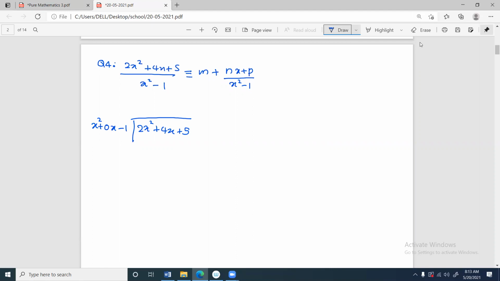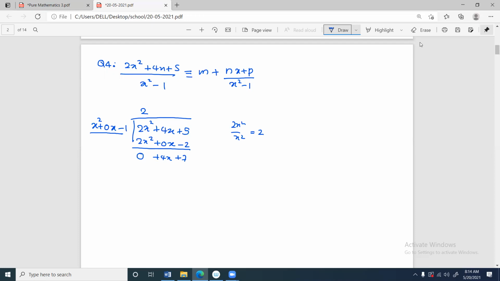Then see how many x squared terms there are for 2x squared. It's 2. If I put 2 here, then multiply the entire expression by 2. 2 into x squared is 2x squared. 2 into 0x is 0x. 2 into minus 1 is minus 2. Then subtract it. Then this is 0. 4 minus 0 is 4x. 5 minus minus 2 is plus 7. So there are no x squared terms for 4x.